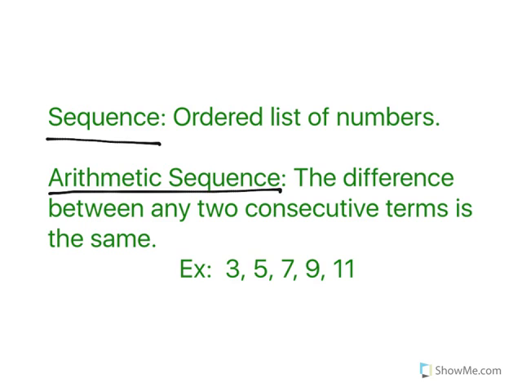So if we go from 3 to 5, the difference is 2, so we're kind of like adding 2. So the difference between 5 to 7, 5 plus 2 is 7, 7 plus 2 is 9, and 9 plus 2 is 11. So if you notice, this is a common difference, and the difference between them is the same. So that's why it's an arithmetic sequence.